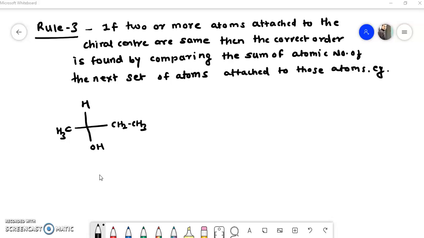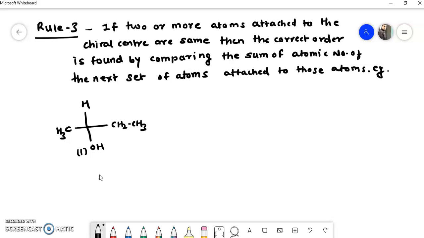Now as per our first rule, this oxygen will have first priority. Now for second priority, see here is also carbon, here is also carbon. That means two or more atoms attached to the chiral center are same. Now this carbon and this carbon are same, so from the atomic number, it is very difficult to assign the priority to these two groups. So what to do? We have to consider the next set of groups.